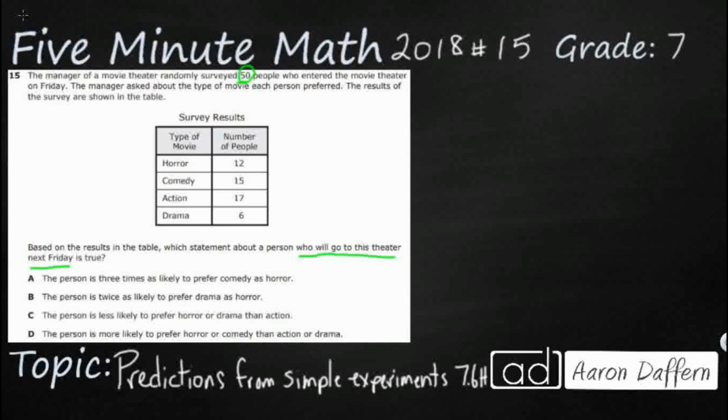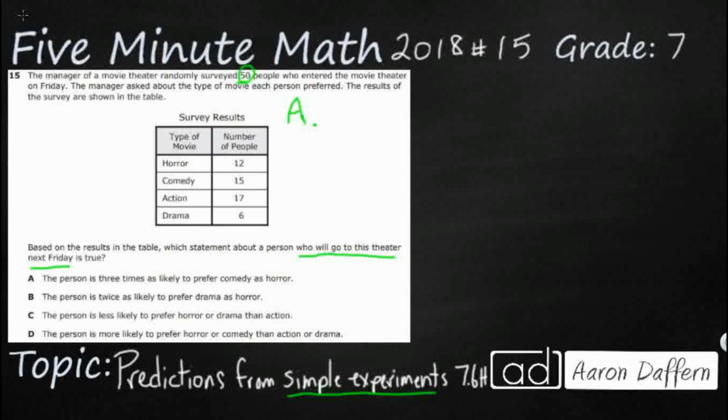This is a simple experiment because there's only one outcome. They asked, what is your favorite movie? And these are the 4 options, and these are the numbers of people that chose each of these options. So that's why it's a simple experiment. We're going to predict what people will like next Friday. So let's take A, B, C, and D, and we can actually take what they have and turn them into equations or inequalities. And then we can just plug in the numbers, see if they work.